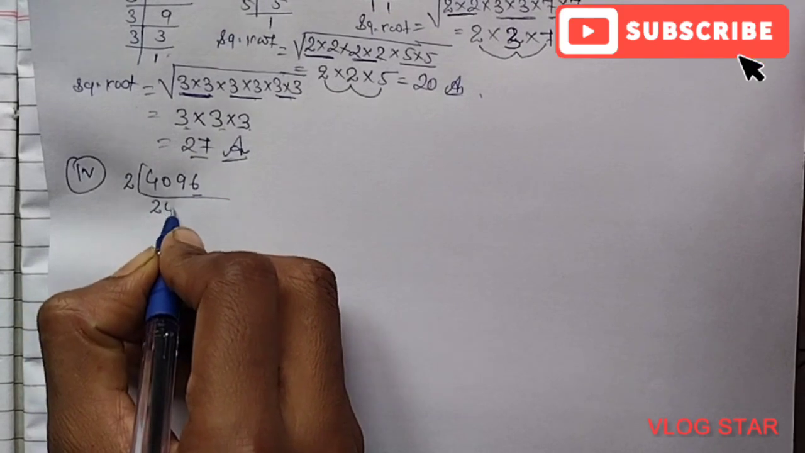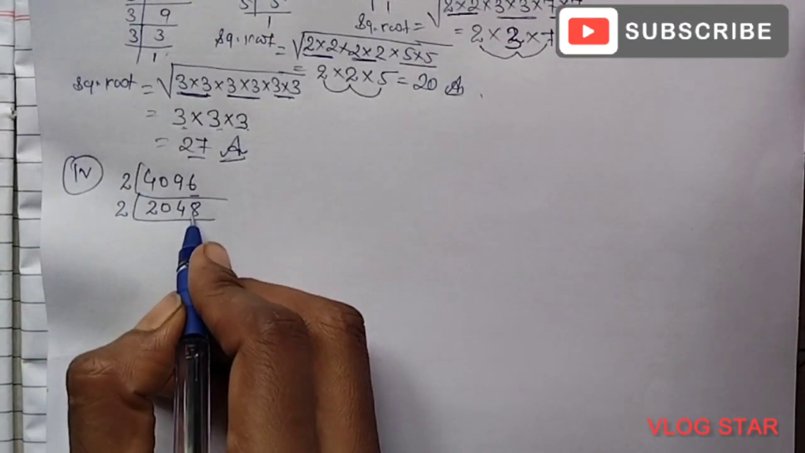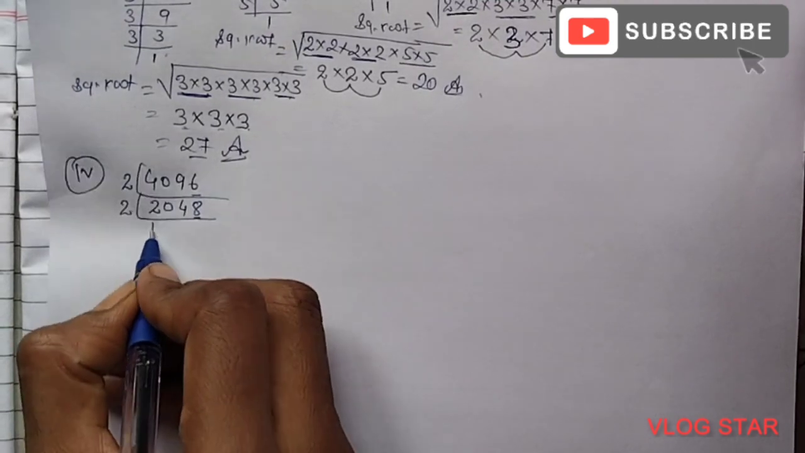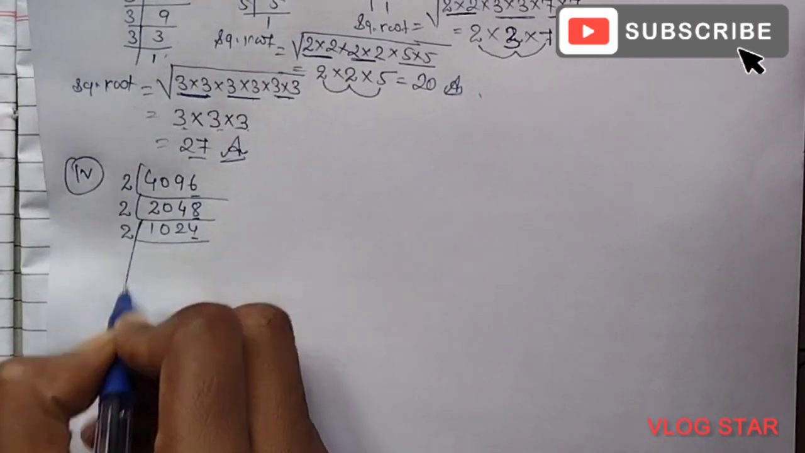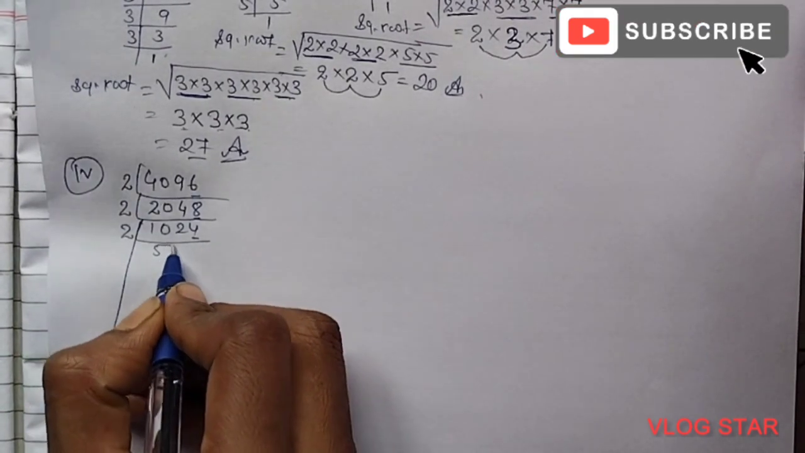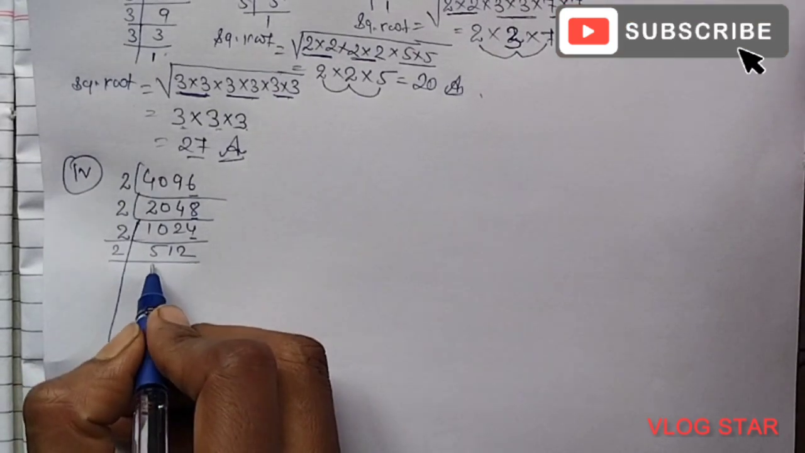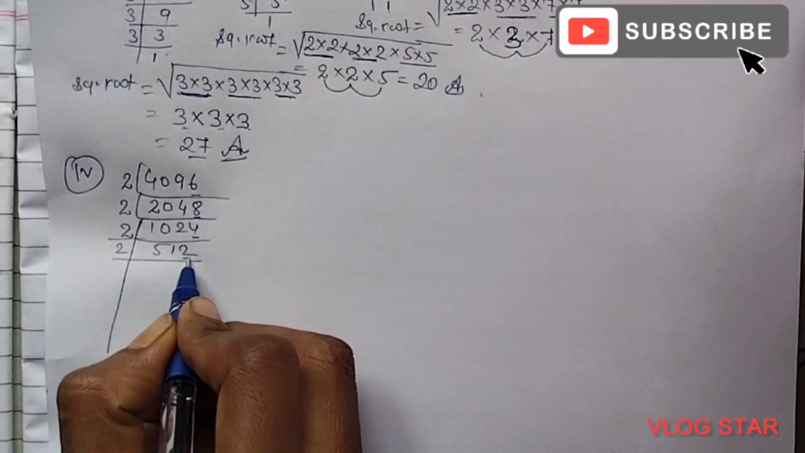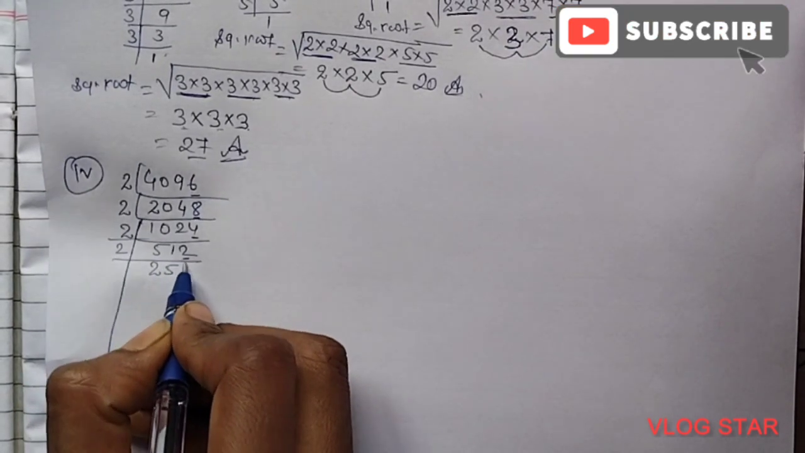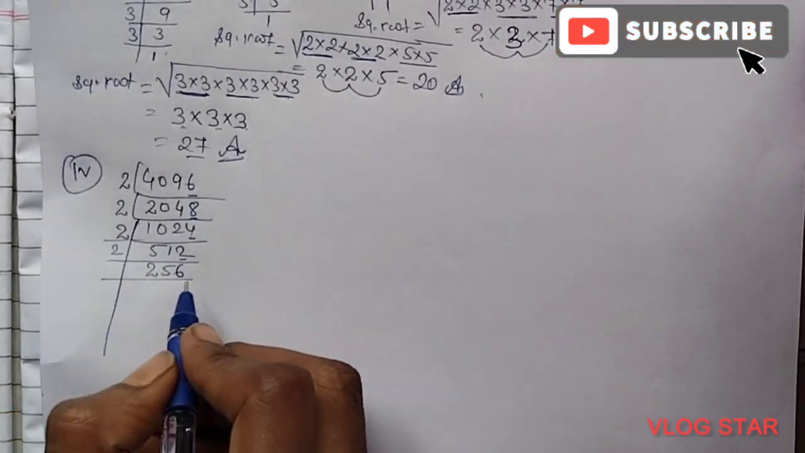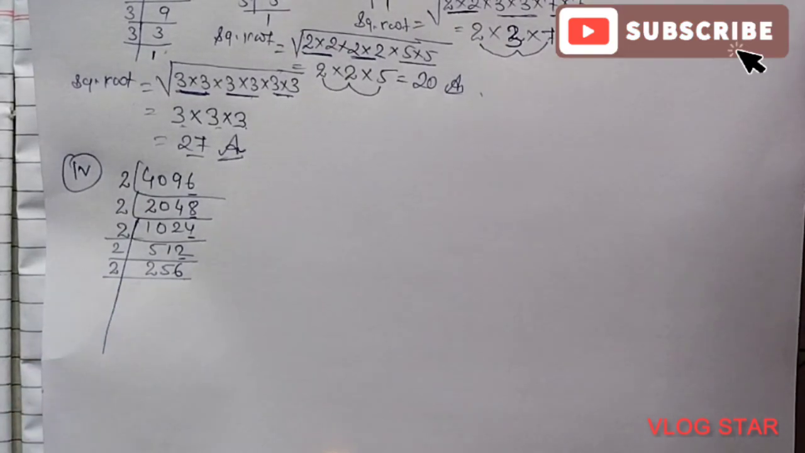So divide it. 2048. Again it will be divided by 2 because it's ending with an 8. 1024. Again it will be divided by 2. So 512. Again it will be divided by 2. Okay, because this number is ending with 2. So 2 2s are 4, 2 5s are 10, 2 6s are 12. So again it ends with 6, so again it will be divided by 2.